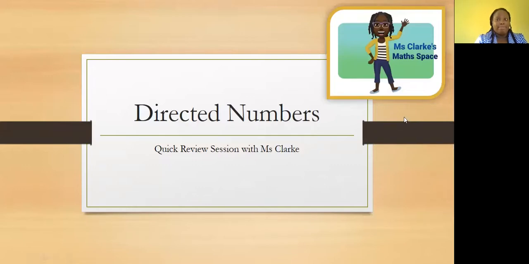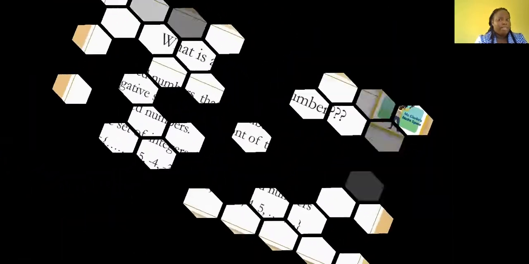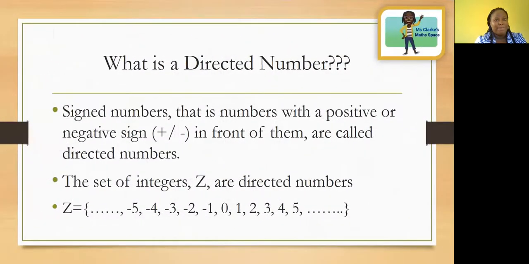Directed numbers. What is a directed number? So signed numbers, that is numbers with a positive or negative sign in front of them, are called directed numbers. So the set of integers, which is usually represented by the letter Z, will contain all the directed numbers. So that's from negative infinity, like negative 120, straight up to positive infinity, big numbers like positive 102, right?